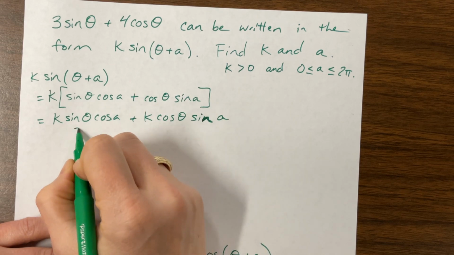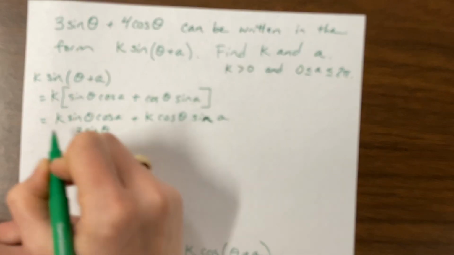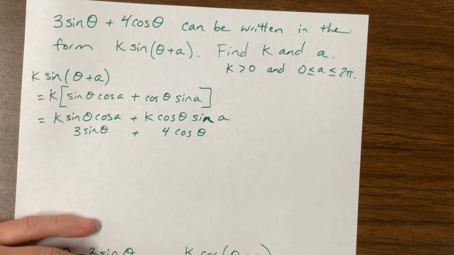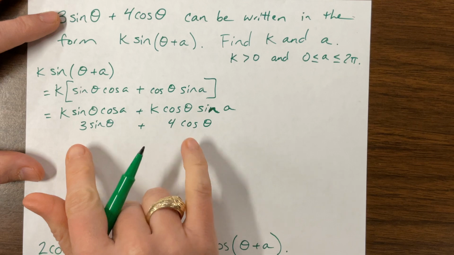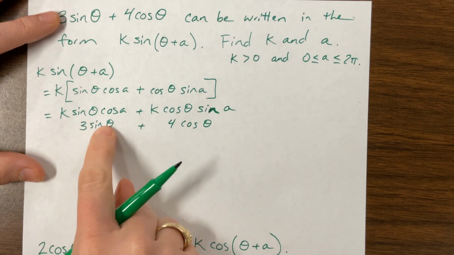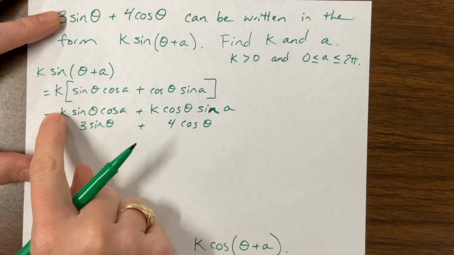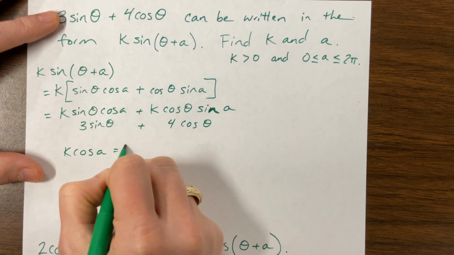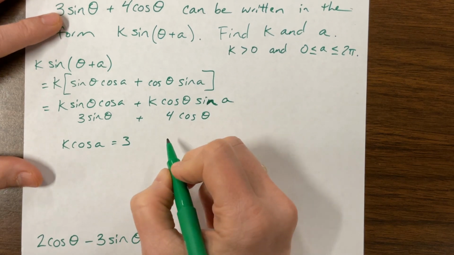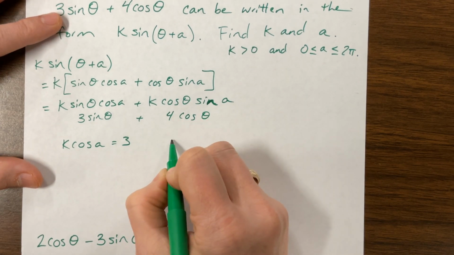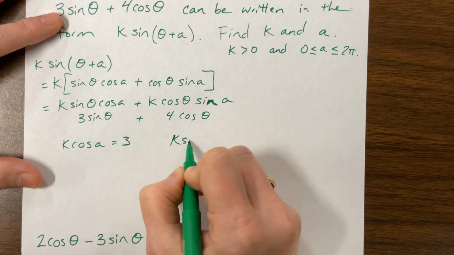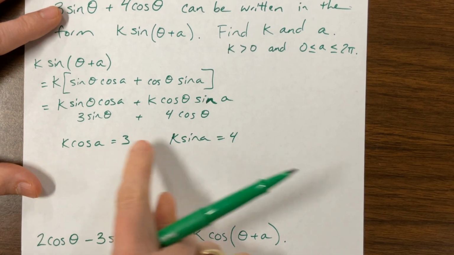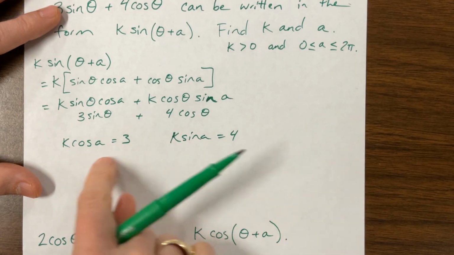So when I compare these, 3 sine theta compares to that term, plus 4 cosine theta would compare to that term. This allows me to write a system of equations. The 3, so sine theta, or what's left, k cosine a is equal to 3. And over here, k sine a would be equal to 4. Now I have 2 variables, k and a, and 2 equations.